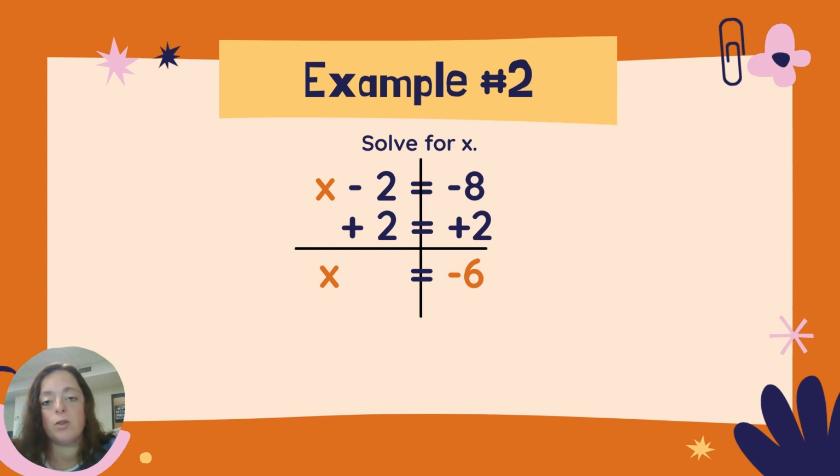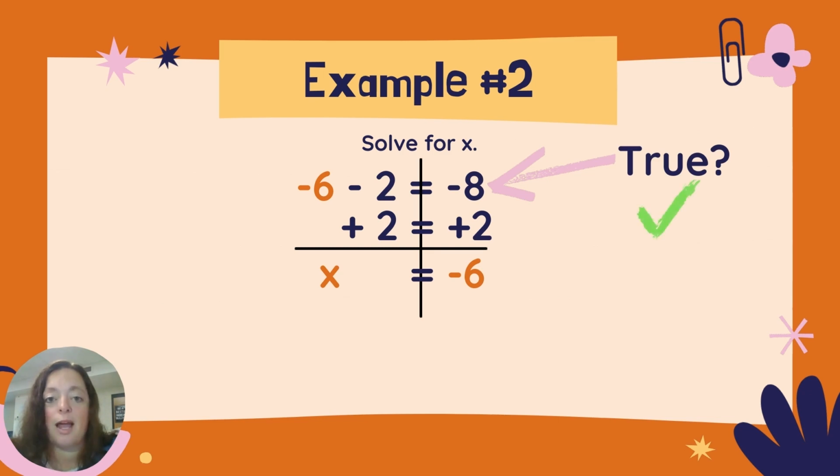x and negative 6 are equal to each other, so we can replace the x in the equation with a negative 6. Now, is this equation true? We have negative 6 minus 2. If we start at negative 6 on the number line and then move 2 spaces to the left, we would be at negative 8. So yes, it is true. X equals negative 6.